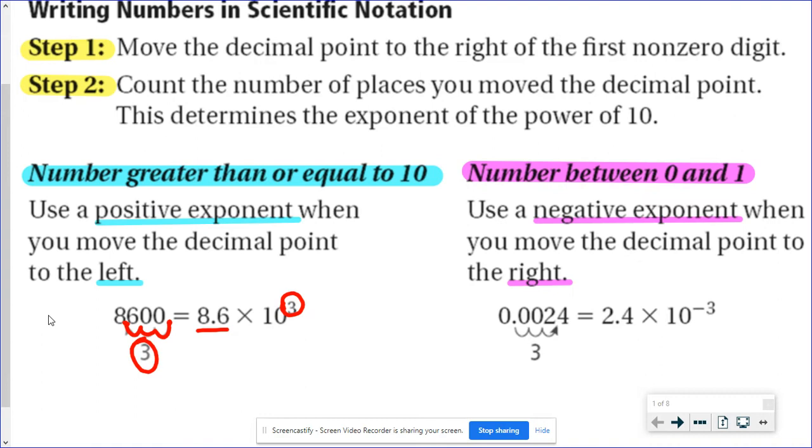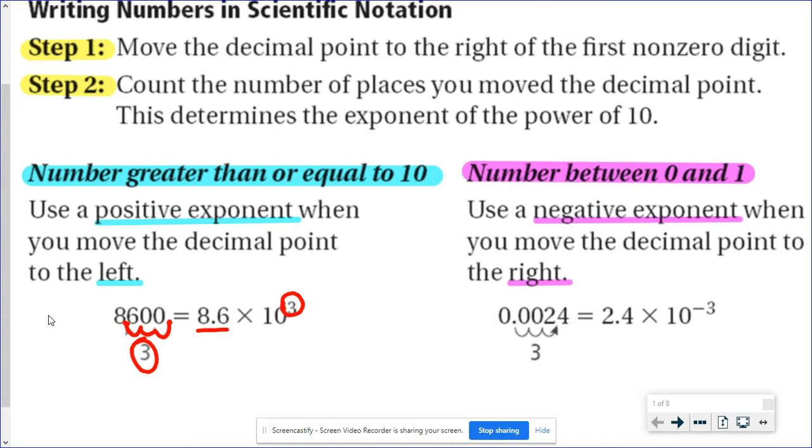When I look at a small number, a number that's less than 1, that's when we're going to have a negative exponent. It does say a number between 0 and 1. I'm not going to worry too much about negative numbers right now. So we're talking about a decimal all the way up to almost 1. Those would be the small numbers that we're talking about.